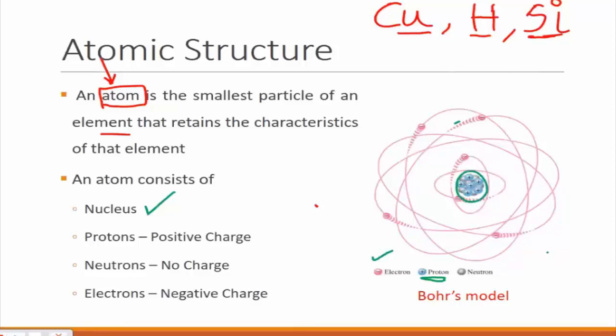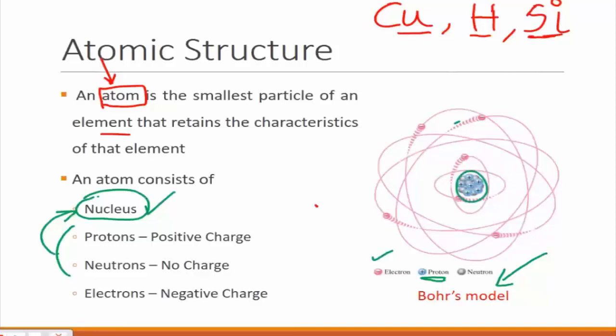This model is very similar to our planetary model, where the sun is the center of all the orbits, whereas all the planets are revolving around the sun. So the planets are like the electrons. Electrons will revolve around what is known as the nucleus of the atom. But what does the nucleus consist of? The nucleus consists of protons and neutrons. These two are part of the nucleus.